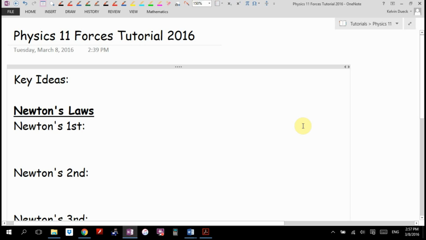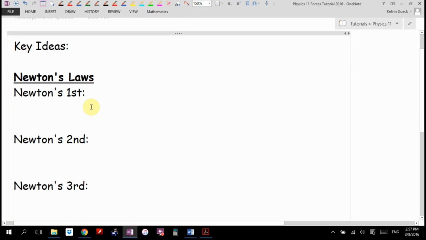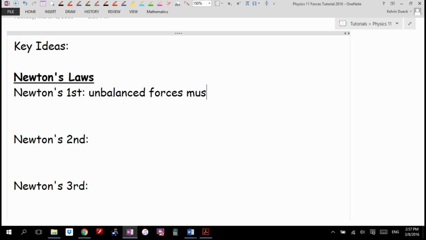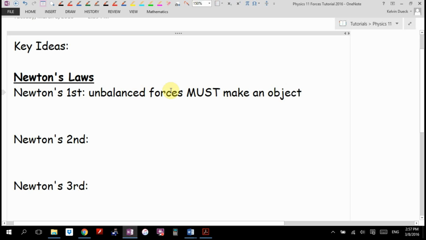So I've jotted down some thoughts here, key ideas. We started out looking at Newton's laws. Newton's first law, the law of inertia. Basically, if you want to summarize it, it says this: unbalanced forces must, you know what, let's capitalize that, MUST make an object, I'm looking for a word that begins with the letter A, accelerate. Must make the object accelerate.